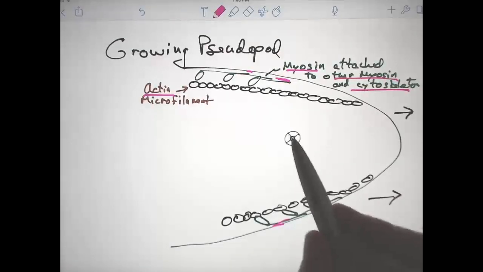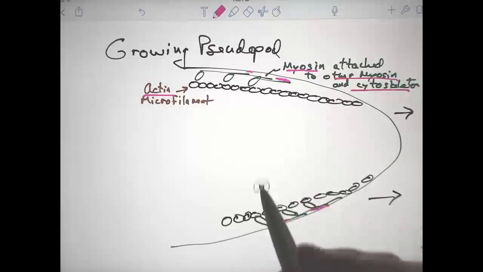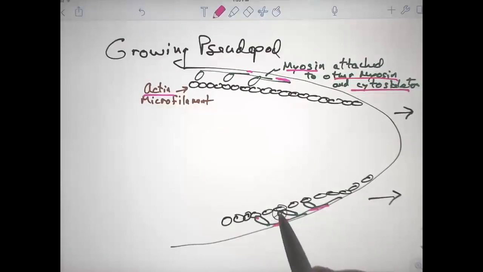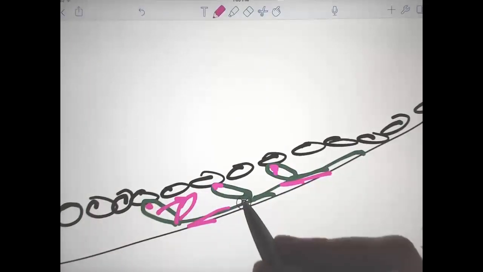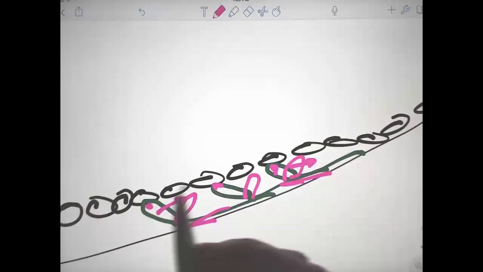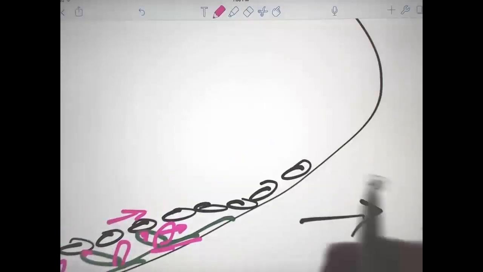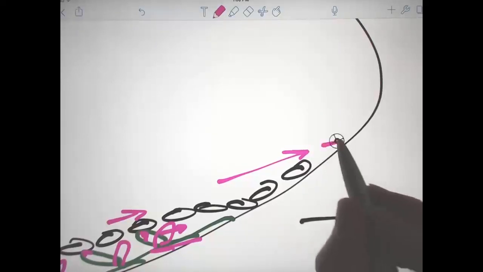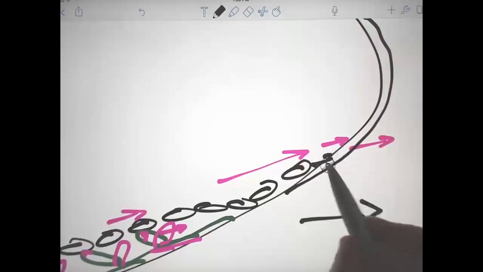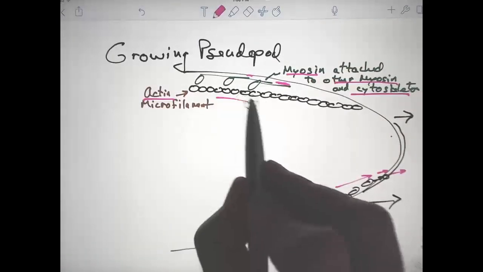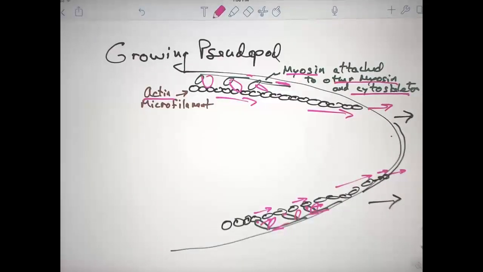When something activates the myosin and the actin, which we'll talk about in a bit, the myosin heads attach and go through the power stroke and move this entire strand of actin, putting force on the leading edge to expand. So both of these are putting pressure on the leading edge and cause expansion.